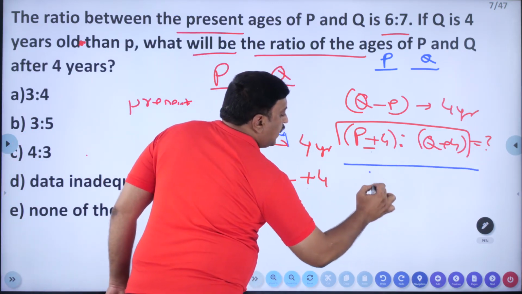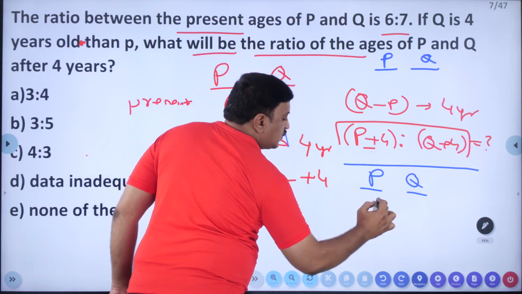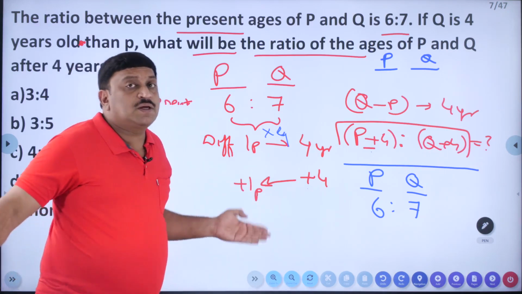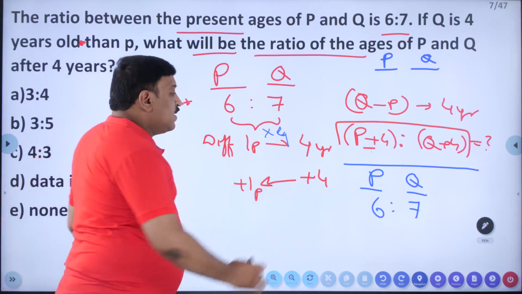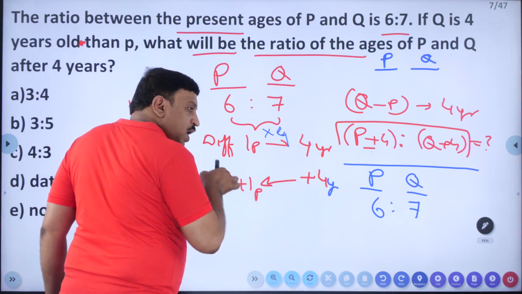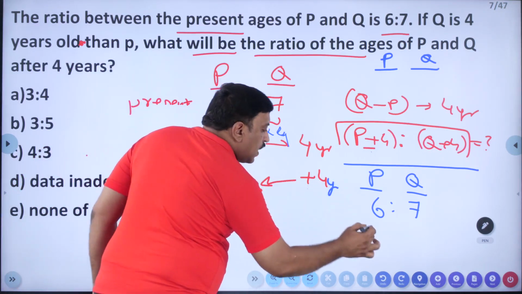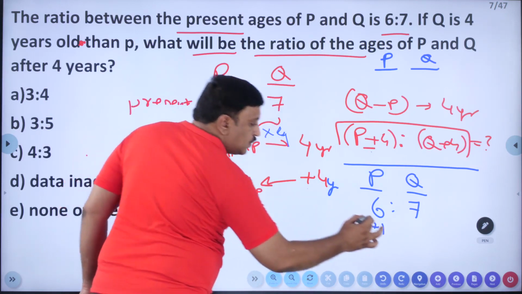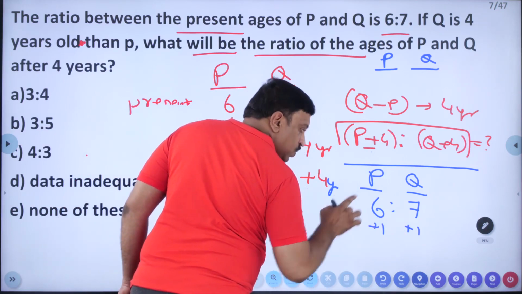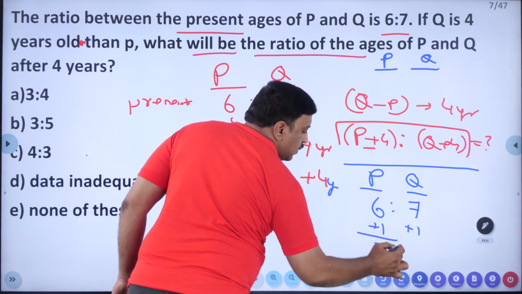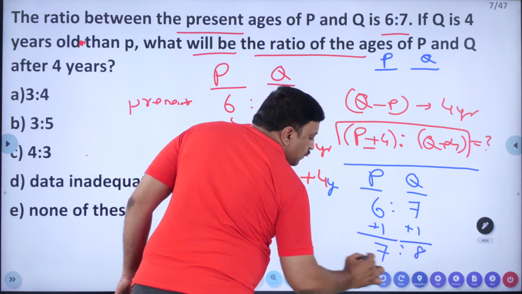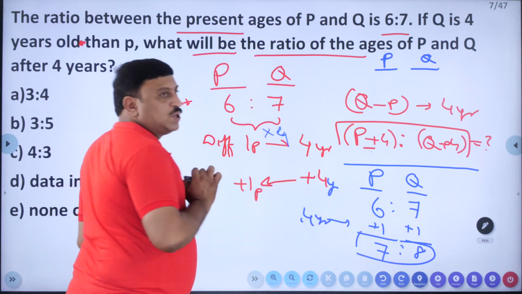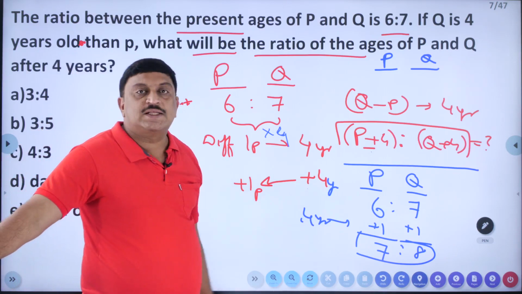So here P and Q have the ratio 6 is to 7. Now we have to go forward how many years? 4 years after. But 4 years means how many parts you have to add to the ratio? 1 part. Directly add 1 part to the ratio. For Q 1, for P 1. Now what is the ratio? 7 is to 8. So the ratio of the ages after 4 years is nothing but adding 1 part to the ratio, so directly add that and say it is 7 is to 8.